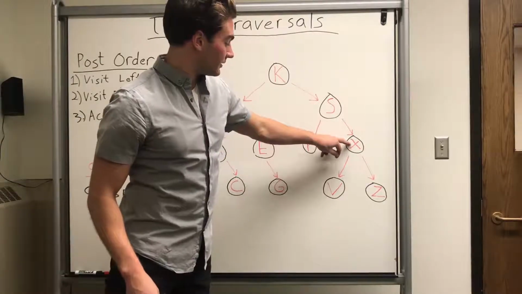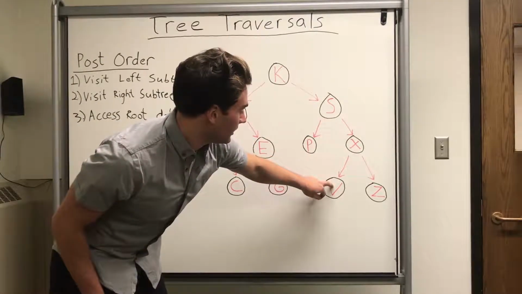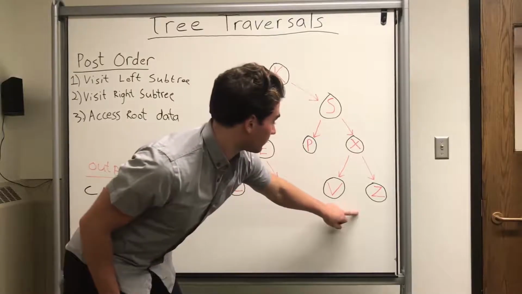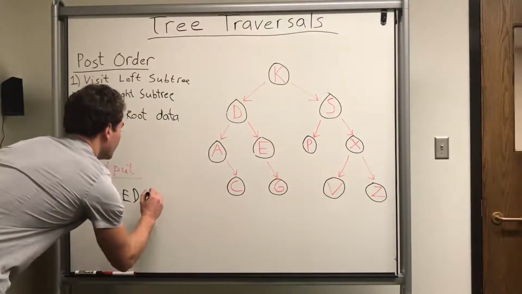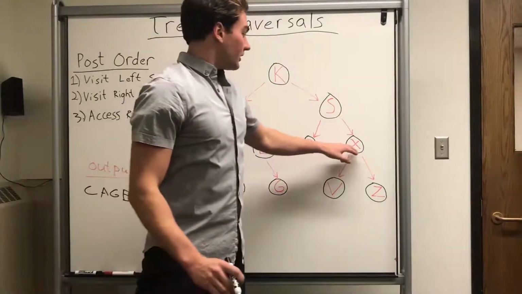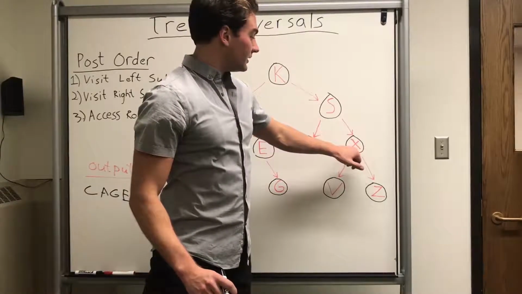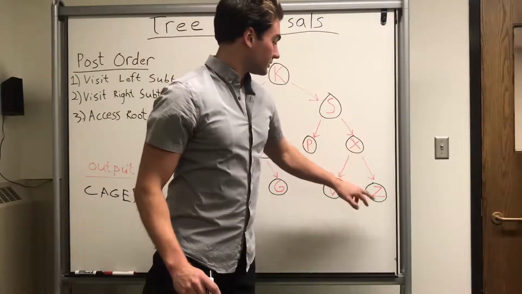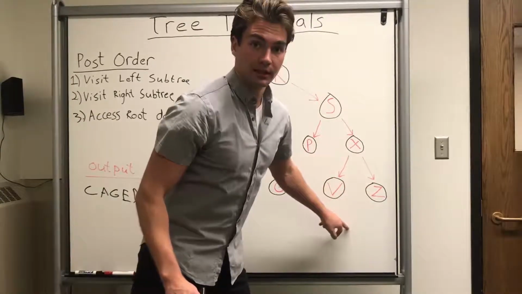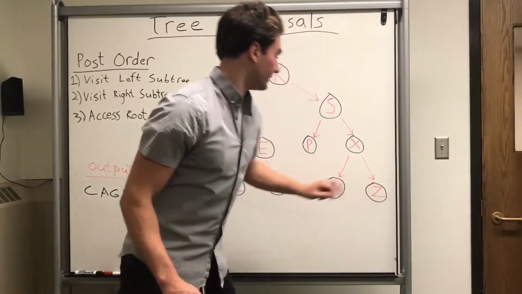Now we're at X, we now visit the left subtree of X, V. We visit the left, null. We visit the right, null. We can finally access the data. So now we're up here, we visit the left subtree. We need to visit the right subtree of node X. Here we are with Z. We go visit the left, null, the right, null. We can finally go with Z.